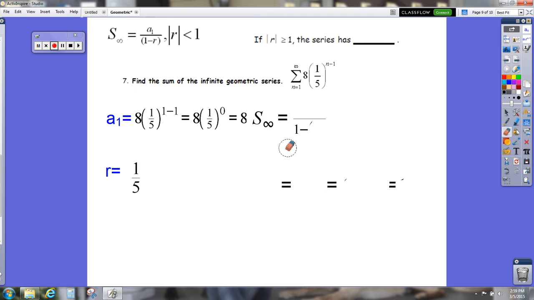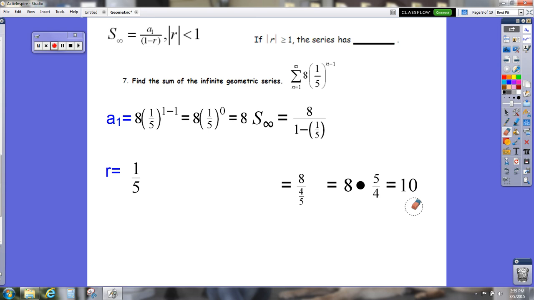All right, let's plug into our formula. So our first term is 8 over 1 minus our ratio, 1/5. All right, do the algebra. We're going to have 8 over 4/5. Flip and multiply. So we're going to have 8 times 5 fourths, which simplifies to 10. So that means the sum of this infinite geometric series is 10.